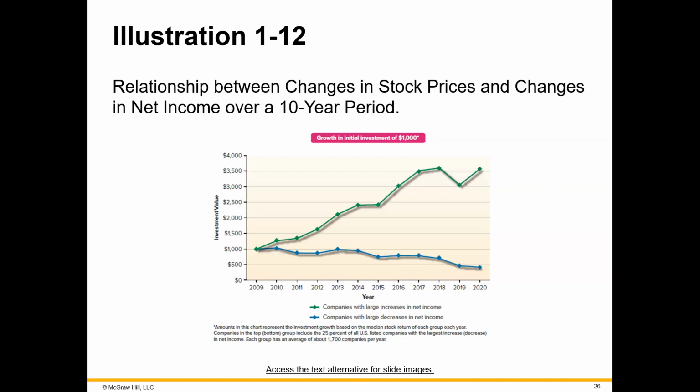We can see here that if we had a large increase in net income, that green line, our stock value went up, right? Stock value rose. Well, if we had a large decrease in net income, the stock value fell. So you can see where knowing the net income number, and knowing how that number is derived, can help you make a really well-informed decision based on really basic information that the company provides you.